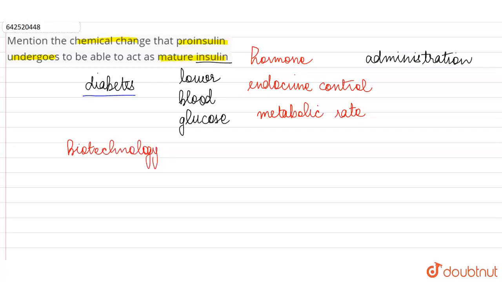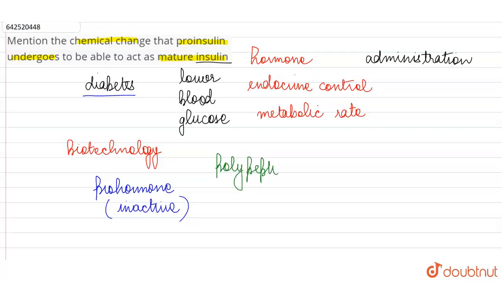biotechnological processes. So what we find in the human body is, if we look at the structure of the insulin hormone, it is produced as a prohormone. So we can say that it is produced in an inactive form. It is not completely functional when it is synthesized, because if we look at the structure of insulin, the mature insulin has two polypeptide chains, which we are going to call the A chain and the B chain.